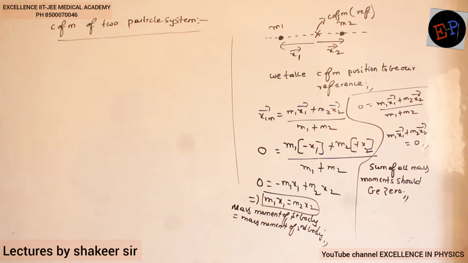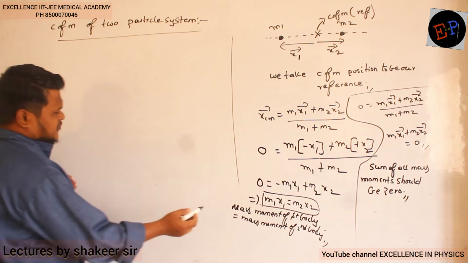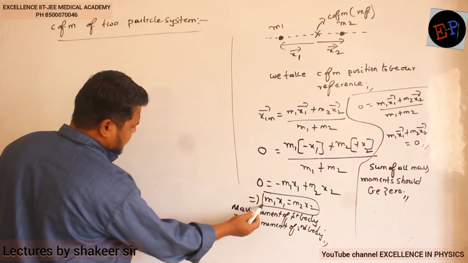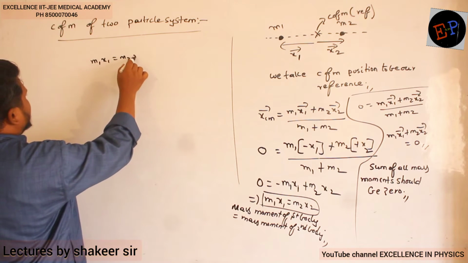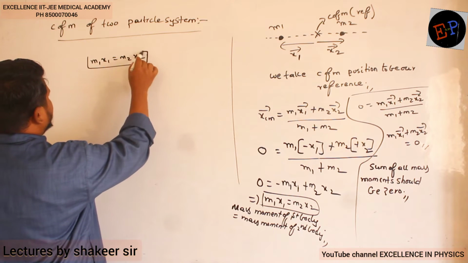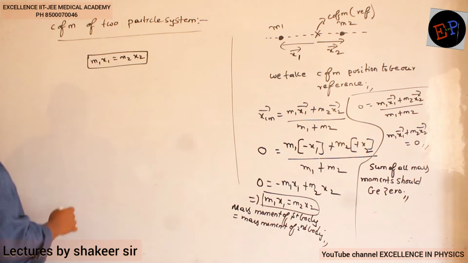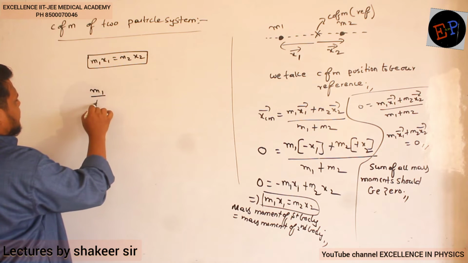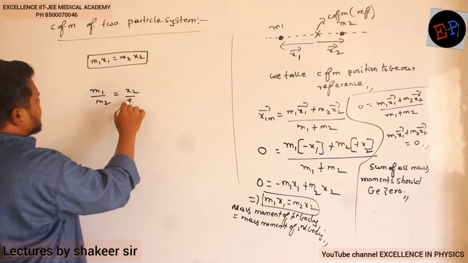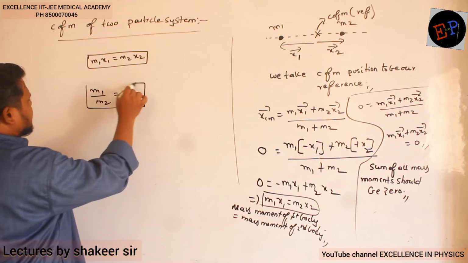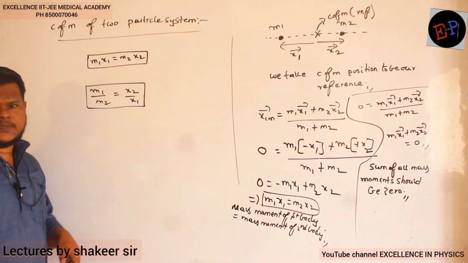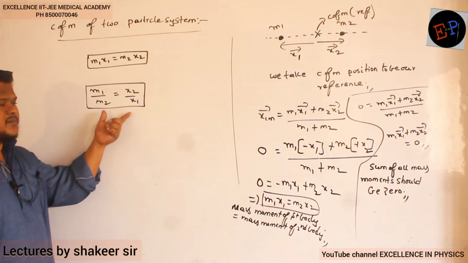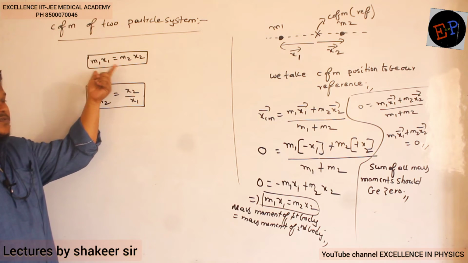Now see. Therefore, from this equation, if I write it in the form of scalars, what did I get? I got m1 x1 is equal to m2 x2. Clear? So therefore, can I say m1 divided by m2 is equal to x2 divided by x1? Can I say like this? m1 by m2 is equal to x2 divided by x1. What do you understand from this relation?